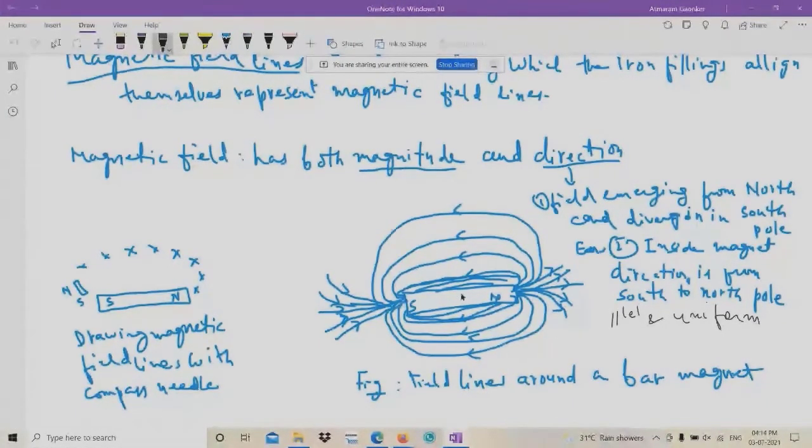The magnitude outside is more near the North Pole and South Pole, and it is more near the magnet, and as we move away from the magnet, the magnitude of the magnetic field goes on reducing. You can draw the actual magnetic field lines using a compass needle, which we will not discuss here. You only have to know that you can draw them using a compass needle.